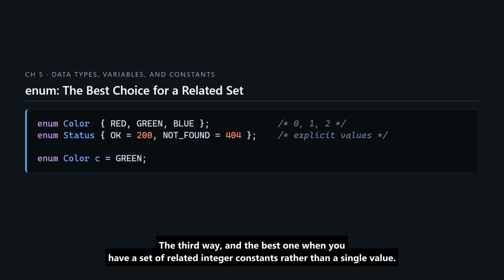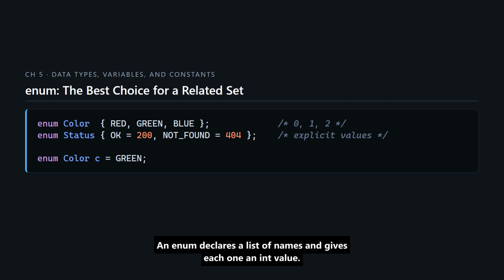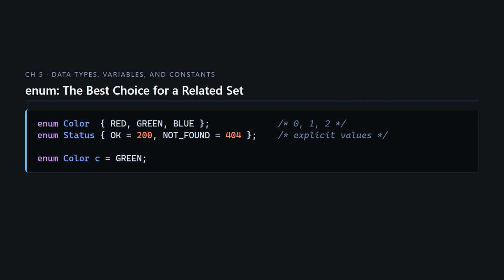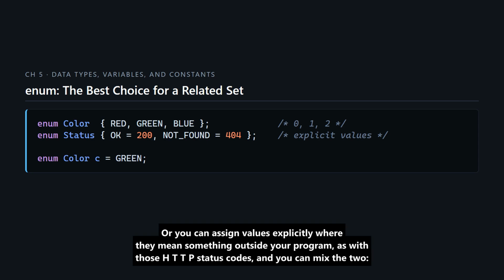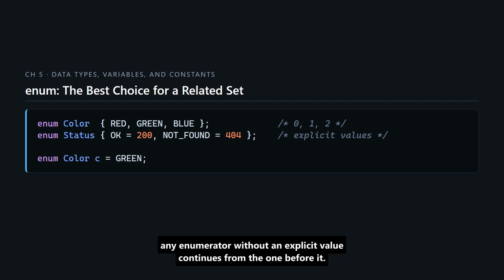The third way, and the best one when you have a set of related integer constants rather than a single value, is an enum. An enum declares a list of names and gives each one an int value. Left to itself, it numbers them from 0 upwards, so red is 0, green is 1, blue is 2, and adding a fourth color later just works, with no numbers to renumber by hand. Or you can assign values explicitly where they mean something outside your program, as with those HTTP status codes, and you can mix the two. Any enumerator without an explicit value continues from the one before it.